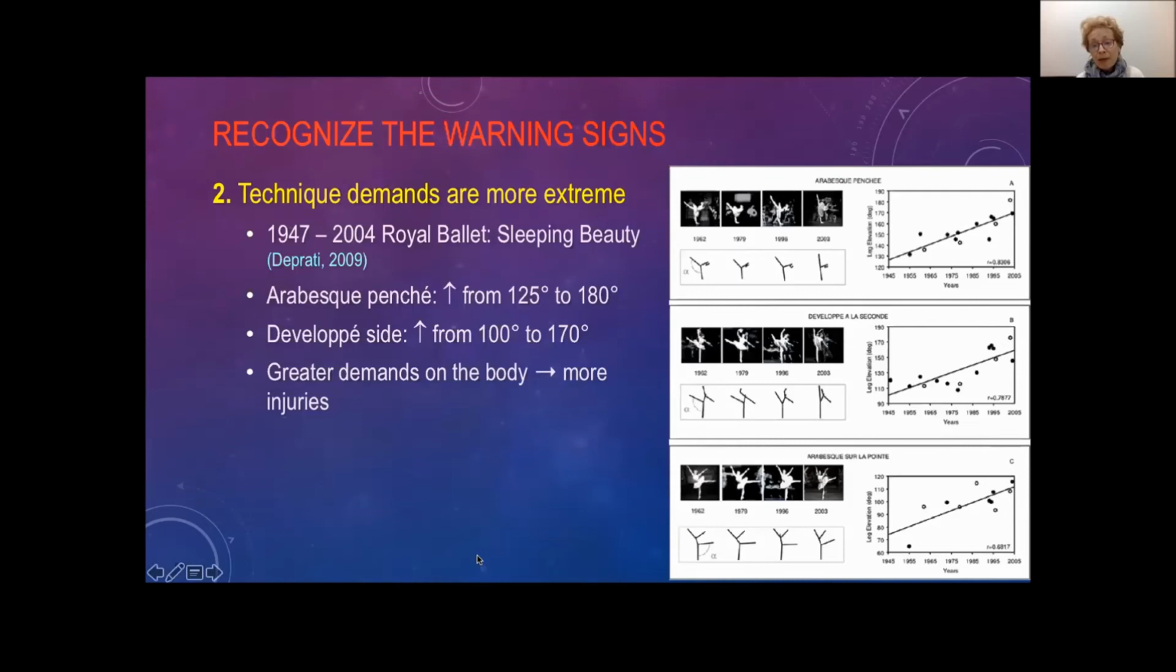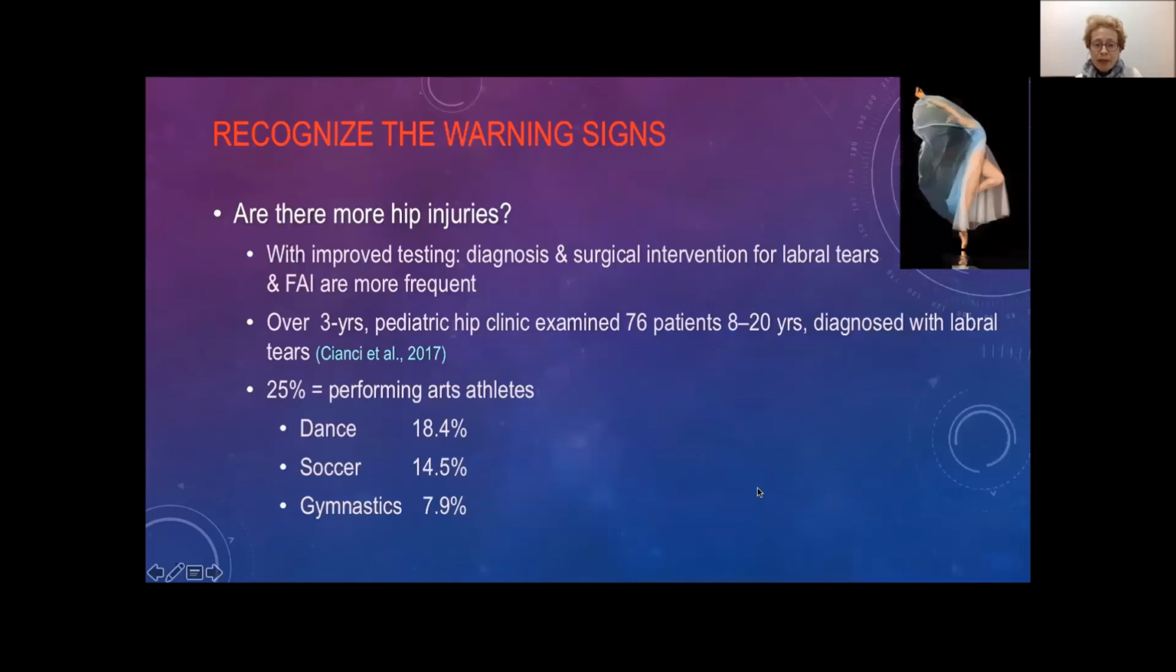Are there more hip injuries? Absolutely. With improved diagnostic testing and surgical intervention, we're seeing more labral tears and more FAIs. Over a three-year period, one pediatric hip clinic examined 76 patients diagnosed with labral tears and found 25% of those were performing artists. They weren't the soccer players, they weren't the football players, they were performing artists. I think these dancers are forcing themselves into these extremes beyond which their bodies just can't handle.